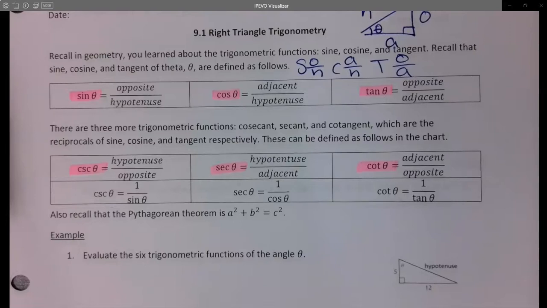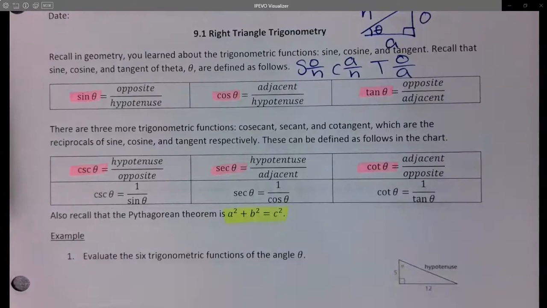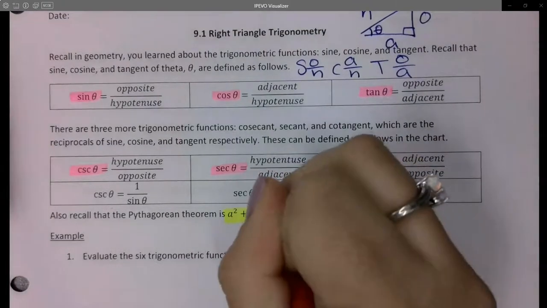Then it wants me to recall the Pythagorean theorem: a squared plus b squared equals c squared, where c is always our hypotenuse, the longest side.